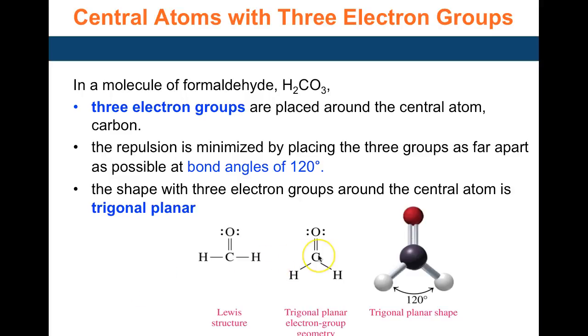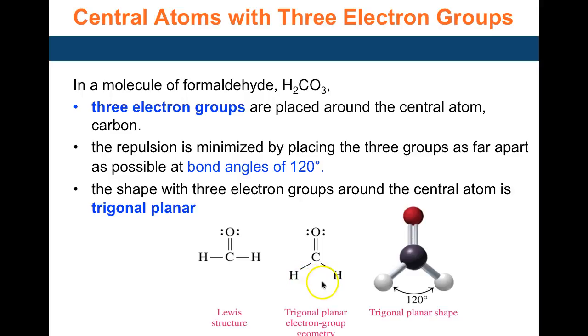Now, consider the central atom in formaldehyde, which you see here, with two hydrogens. This is a mistake. This shouldn't be H2CO3. H2CO3 is carbonic acid. So this is a typo here. Ignore this 3. It is H2CO.